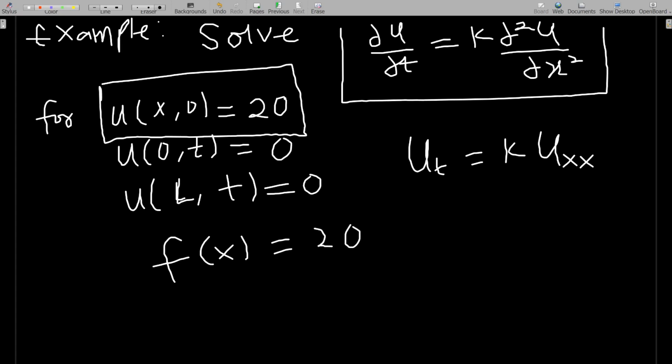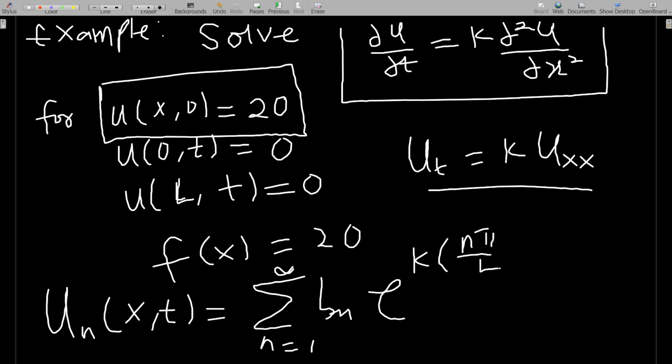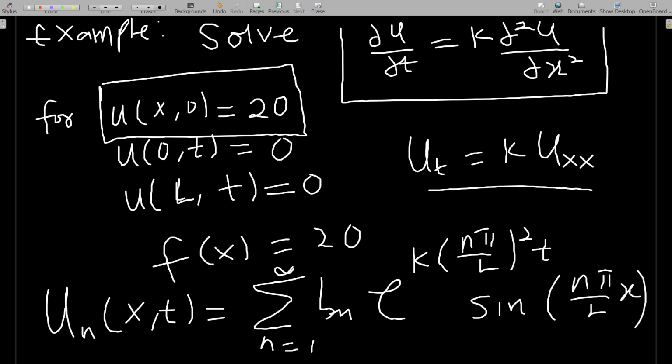But we know that a heat equation that looks like this has a solution of u_n(x,t) being equal to the summation n equals 1 to infinity of b_n, then e to the power of -k(nπ/L)^2 t, sine(nπx/L). So let's say if k was something like 2, then you have to put 2 here. And let's say if L was given as 5, then you have to put 5 here and put 5 here as well. I hope you understand. But luckily, in this question, it was given as just L, and the f(x) was the only thing that changed to 20.